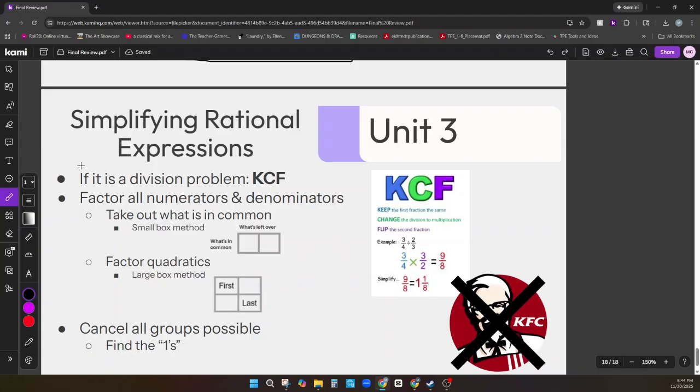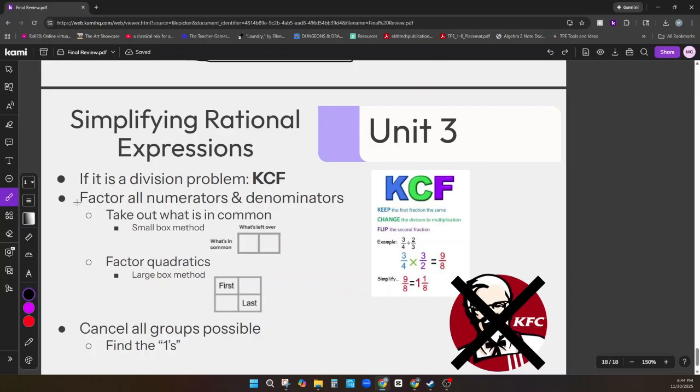So the first thing that you do is to KCF, keep change flip. You only KCF if it's a division problem. So you keep change flip your fractions. Look at your notes, and we also have an example of what we mean by keep change flip here.